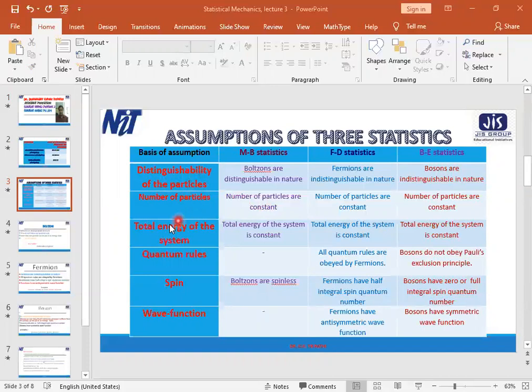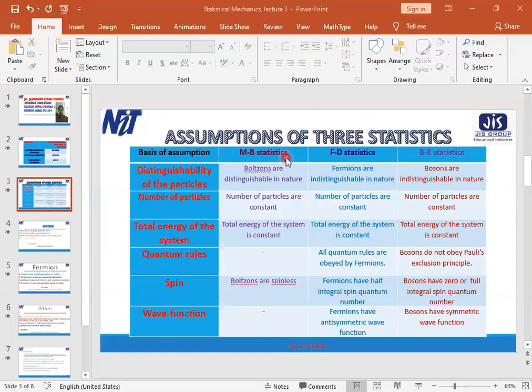Distinguishability of the particle means in a pool of particles or in an assembly of particles. Just recall, in the first class I told you about the assembly of particles, the ensemble. So in an ensemble of particles, what is the behavior of the particles which you are going to consider? Are they distinguishable in that pool of particles, or are they indistinguishable? That means, can you recognize them or can you not recognize them? On this basis, the assumptions are taken in all three statistics.